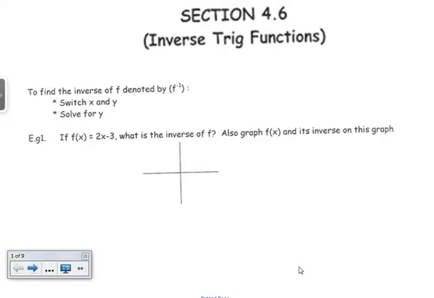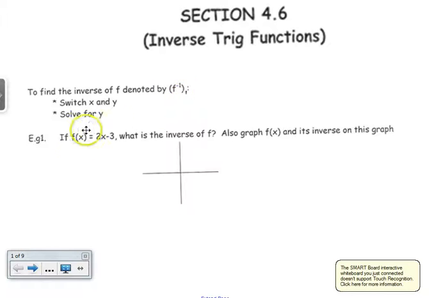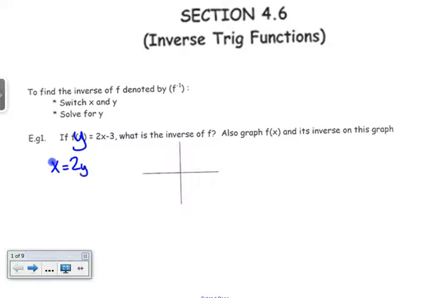So, to find the inverse of any function back in algebra, your teacher would ask you to first switch the x and y and then solve for y. So back in algebra 2, if I gave you the function f of x equals 2x minus 3, first of all, everyone remembers f of x really just meant y, yes? Yeah. So your teacher would have you switch the x and y around.